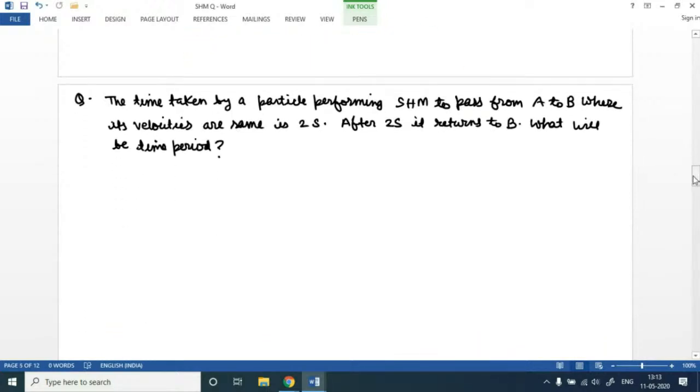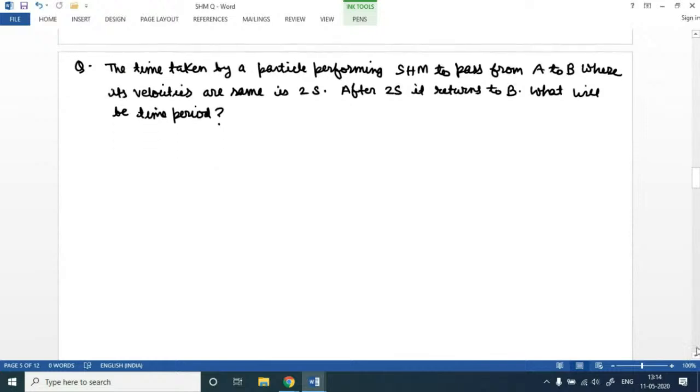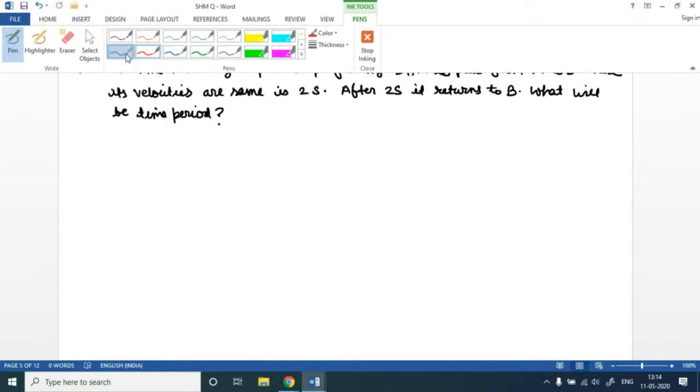It says the time taken by a particle performing SHM to pass from A to B, where its velocities are the same, is 2 seconds. So we have already learned that for two different positions we can have the same velocity. So it is talking about the same situation, and after 2 seconds it returns to B. What will be the time period? So let's try to solve this question using the reference circle only.